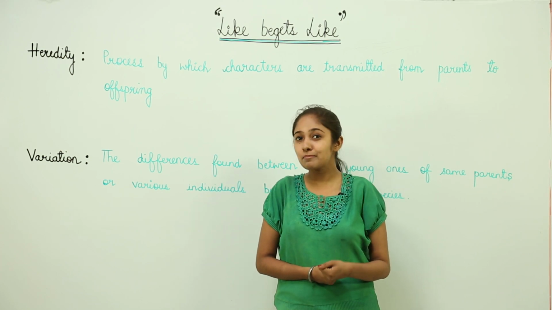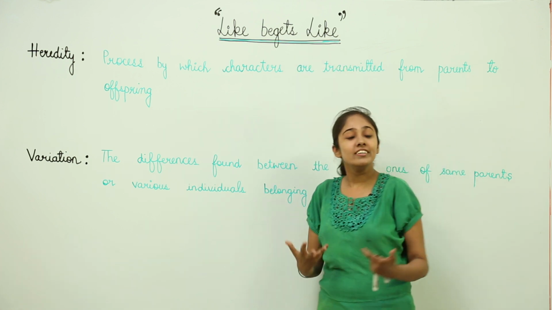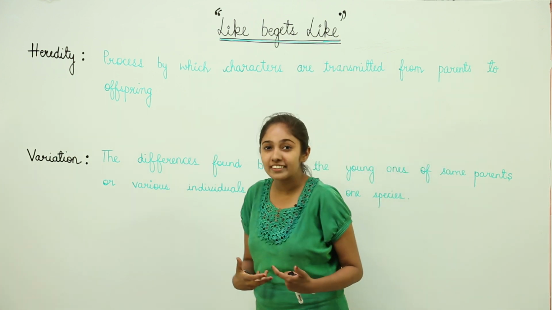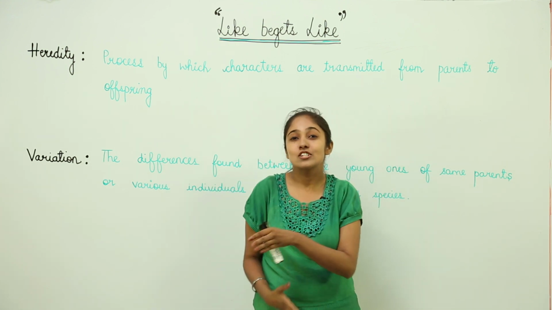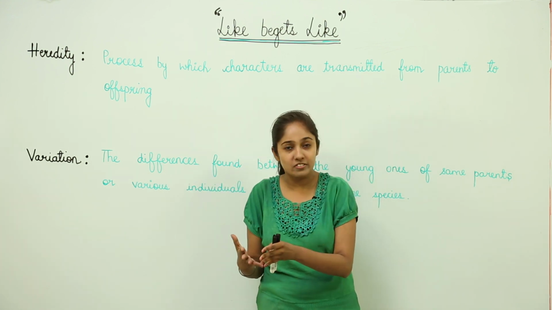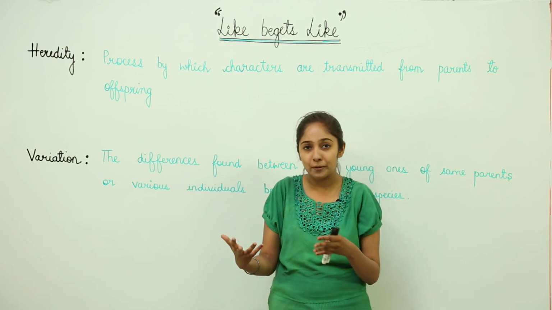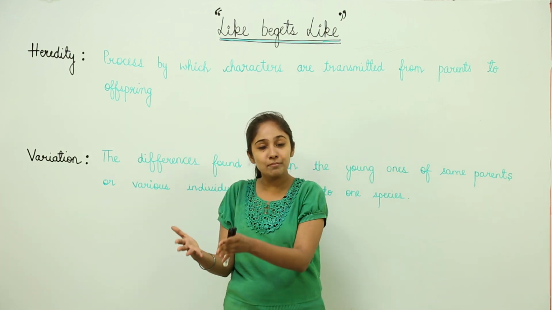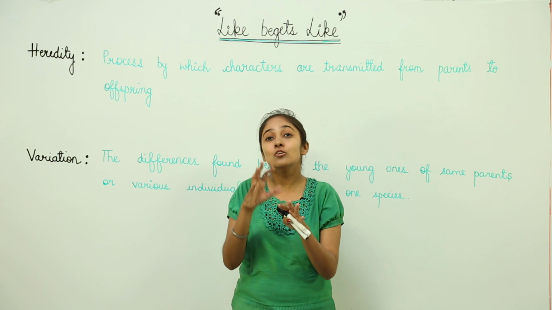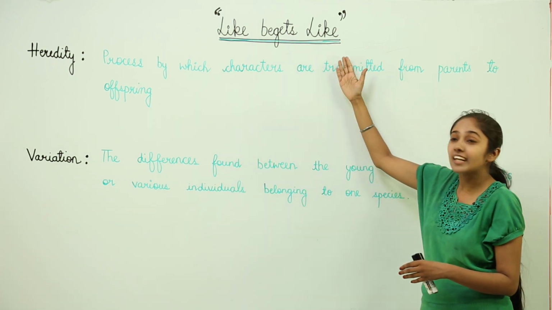You must have heard about the term "like begets like". What do I mean to explain by this term? You all know that horses give birth to horses. Dogs give birth to pups, which actually turn into dogs when they mature. Then human beings give birth to babies, which actually look like human beings. So this is what is meant by like begets like.